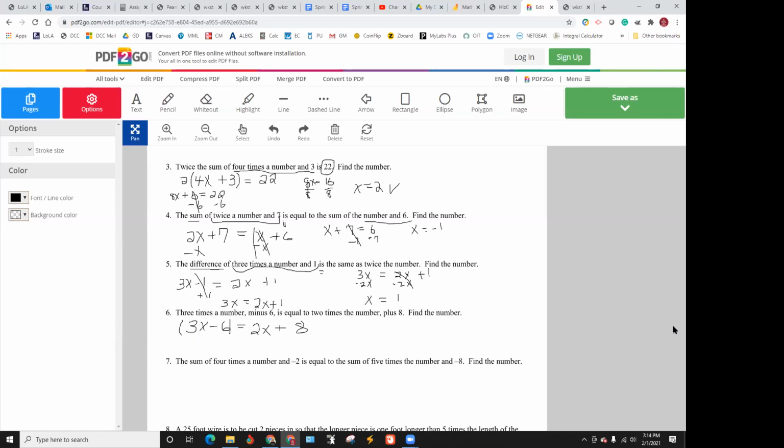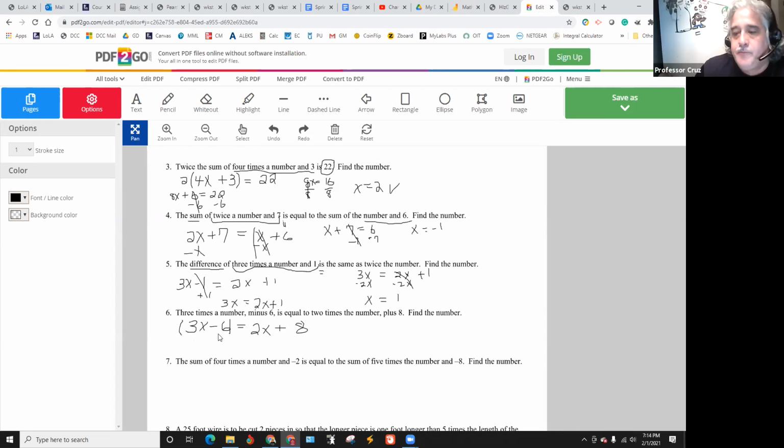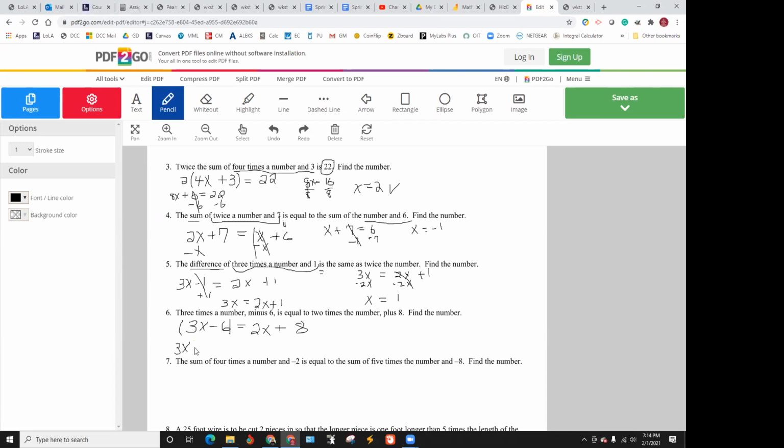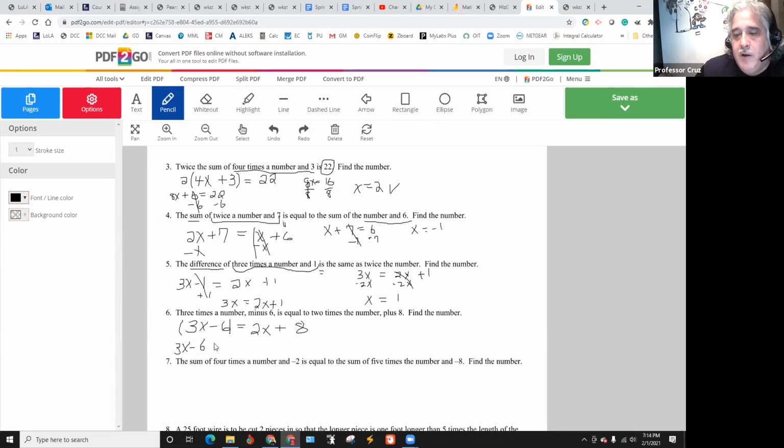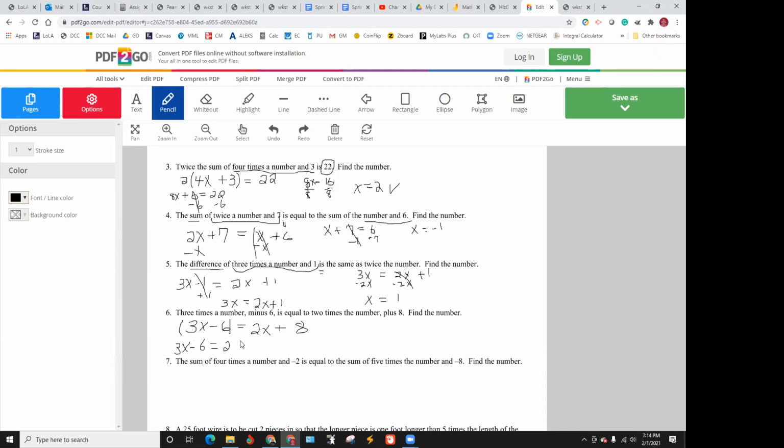I got 14 also. Me too. All right, let's see. So you don't really need the parentheses there because they're not multiplying the whole thing. I didn't use a parenthesis either. Yeah, you don't need it. I mean, you can put it around there if you want to, but there's nothing to multiply by.